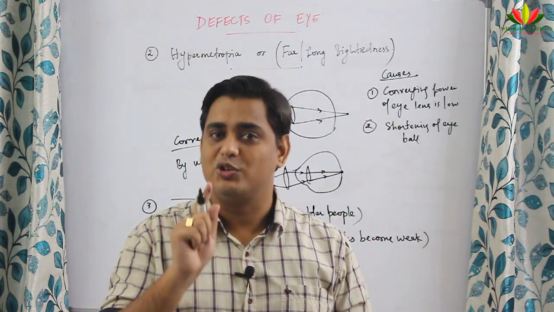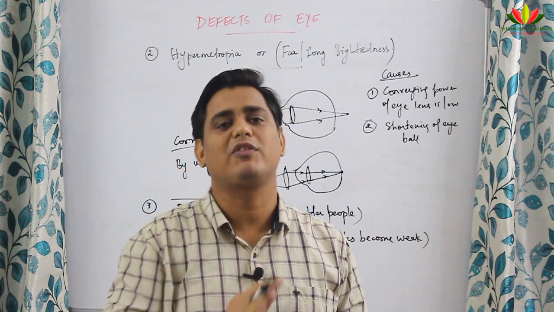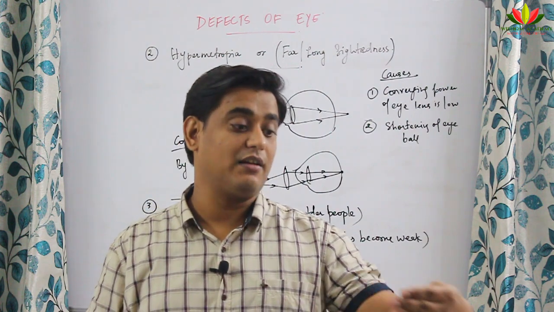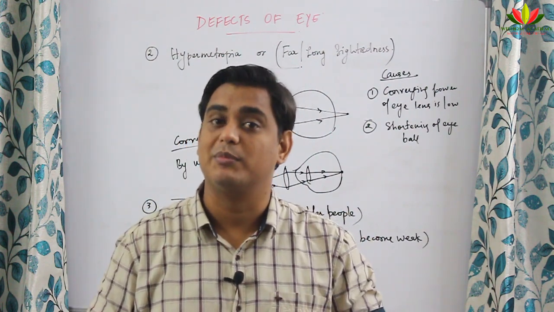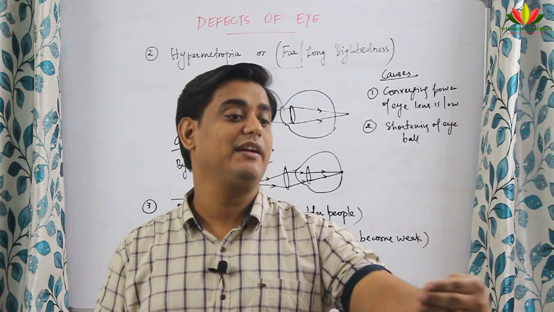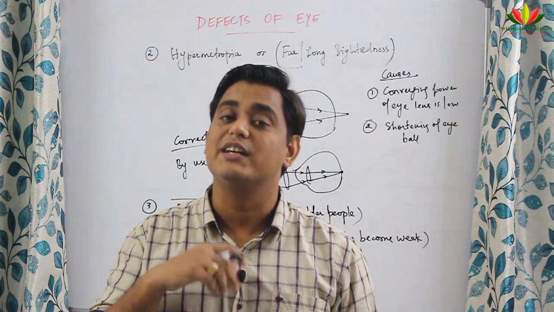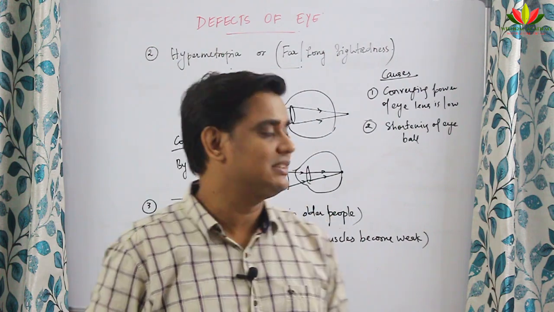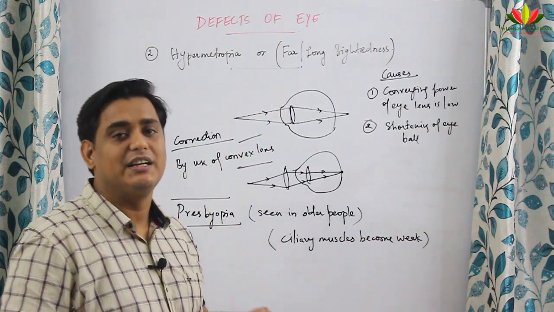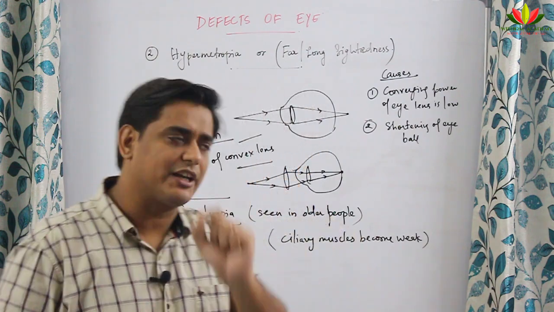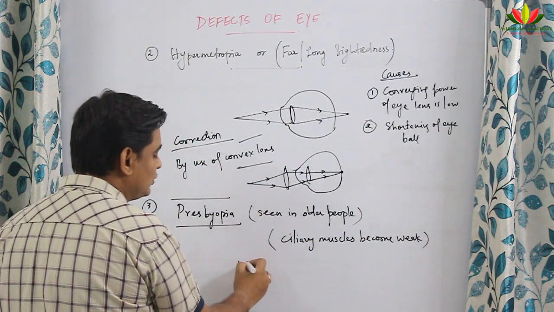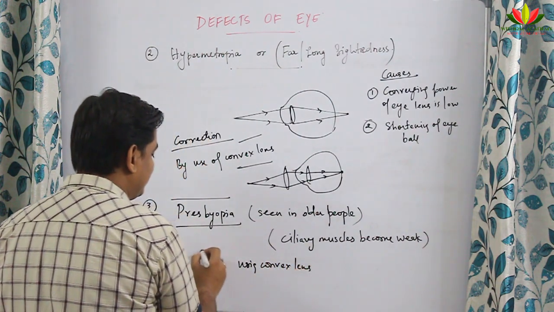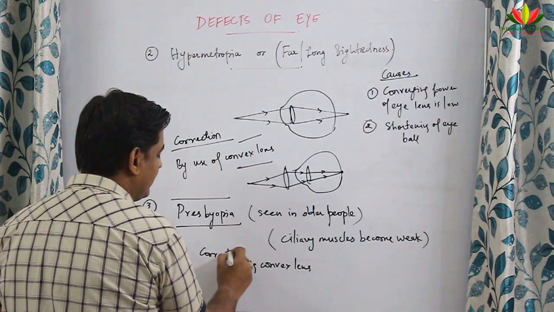So what will happen? The near point of your eyes gets affected. Many people would have seen that they read things keeping them a little far because the near point has got affected for them. You don't have 25 centimeters. So for seeing, they keep things a little far and read. Why? Because their near point got affected. Why did it get affected? Because of the weakening of the ciliary muscles. So weak ciliary muscles are the reason for presbyopia, and the correction is the same. The correction for presbyopia is also using a convex lens. So if you use a convex lens, then presbyopia can be corrected.